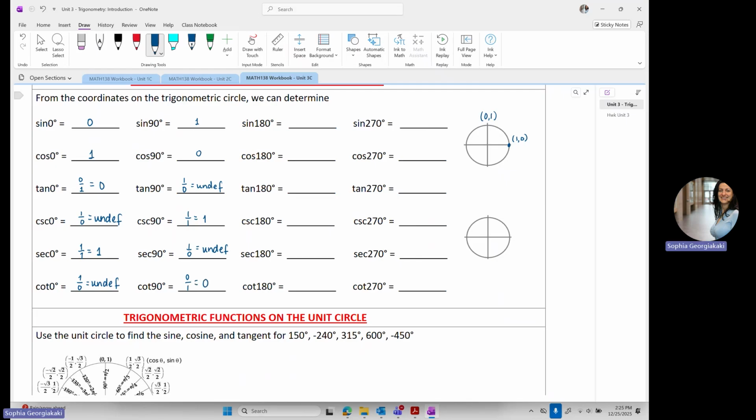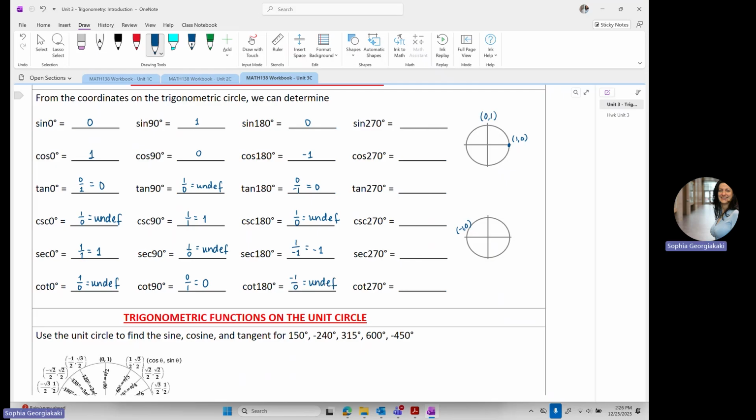When I'm at 180 degrees, I'm at the point (-1, 0). At (-1, 0), the sine will be 0. The cosine will be -1. The tangent will be 0 divided by -1, which is 0. The cosecant is 1 divided by 0, which is undefined. The secant is 1 divided by -1, which is -1. And the cotangent is -1 divided by 0, which is undefined.